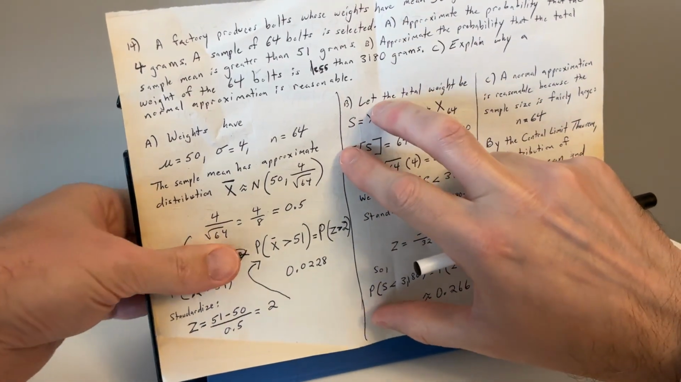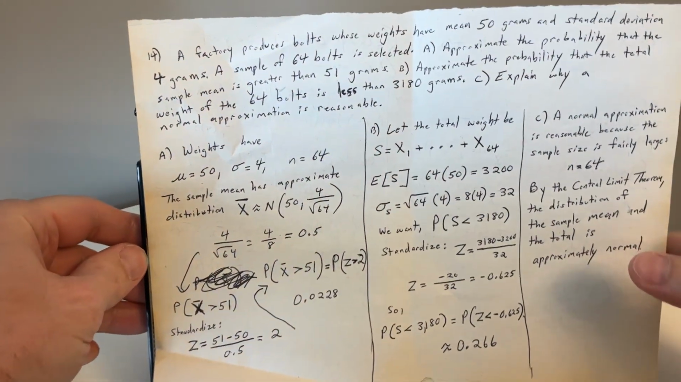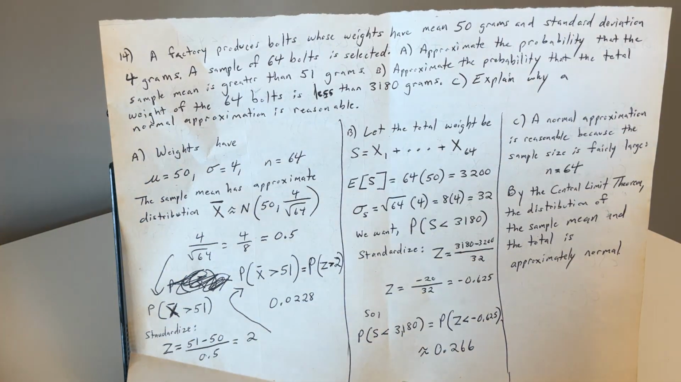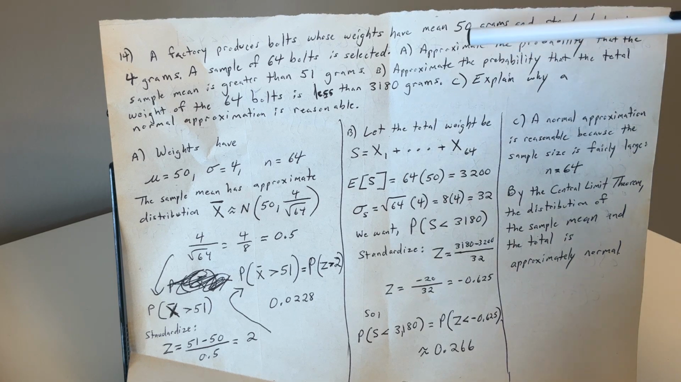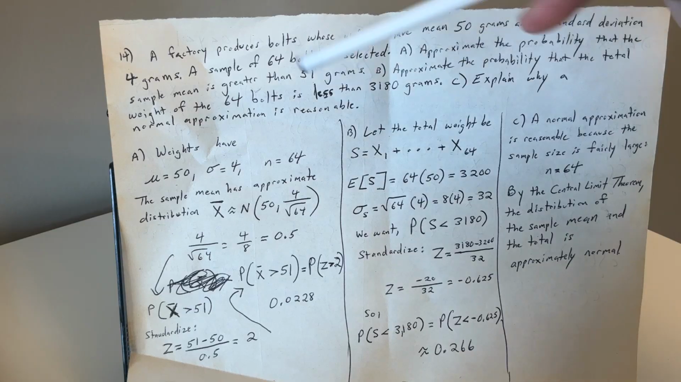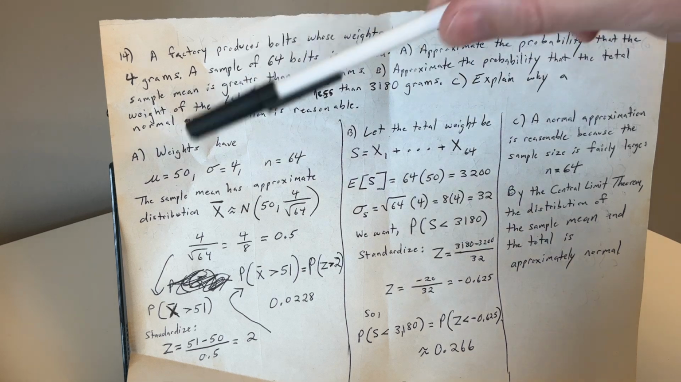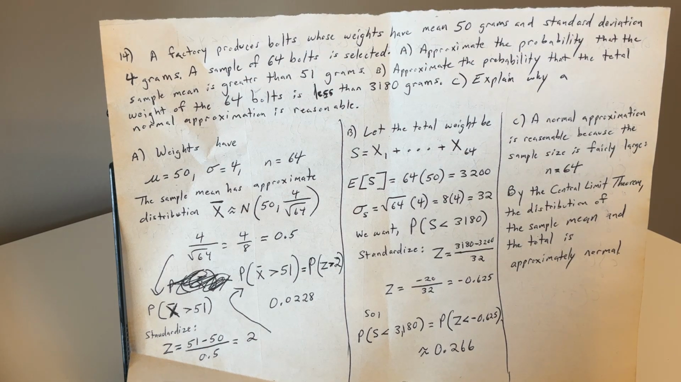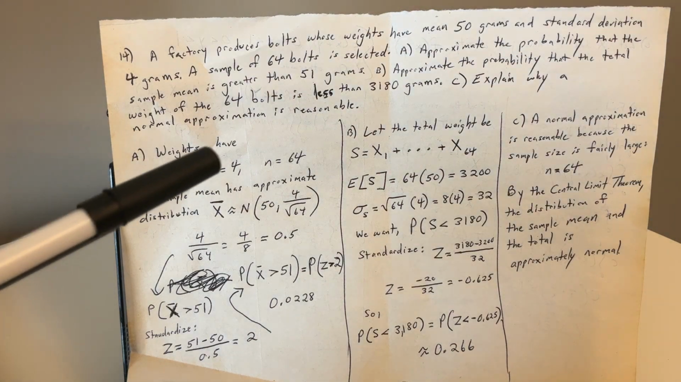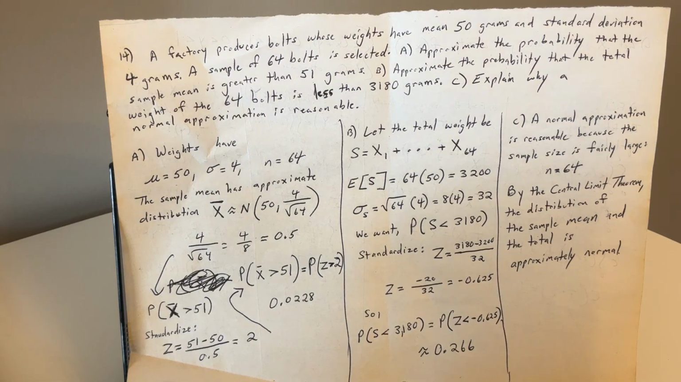Number 14. A factory produces bolts whose weights have a mean of 50 grams and standard deviation of 4 grams. A sample of 64 bolts is selected. Approximate the probability that the sample mean is greater than 51 grams. Let's do part A first. The weights have a mean of 50, standard deviation of 4, and n equals 64.